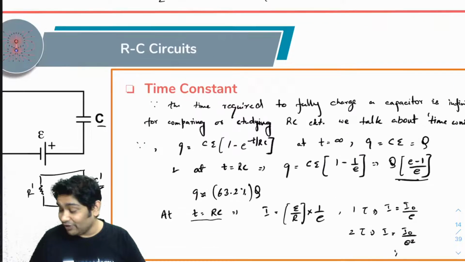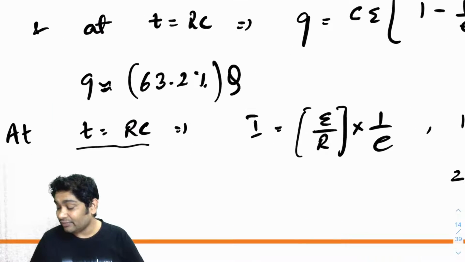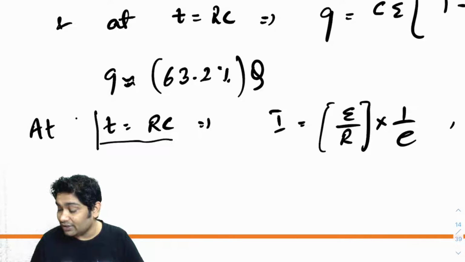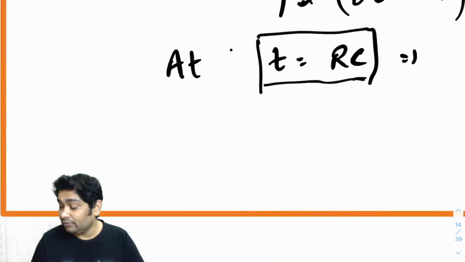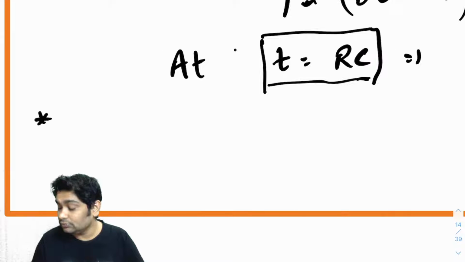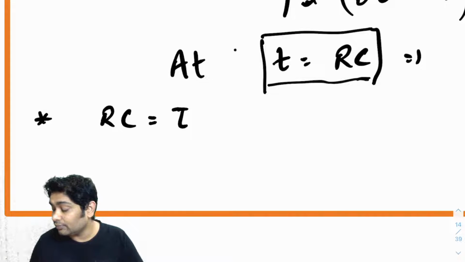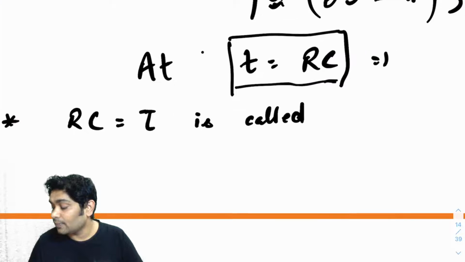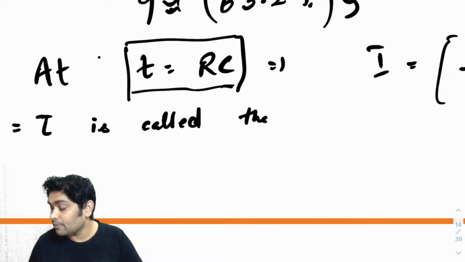So this is what we call time constant. This is called time constant. RC is called the time constant tau. The time constant in the circuit.